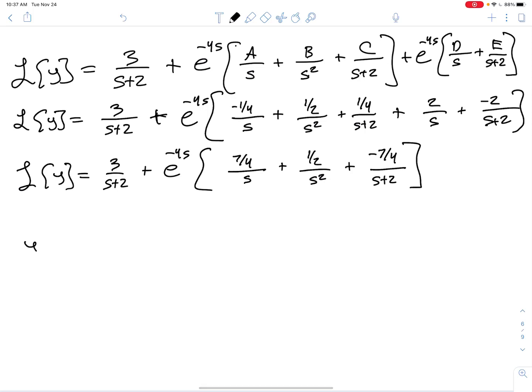All right. So what was y then? We take the inverse Laplace transform of the right-hand side. That should equal L of y, or that should equal y of t. So what do we have here? We have 3 over s plus 2. That looks like 3e to the negative 2t by our standard Laplace transform formulas, right?